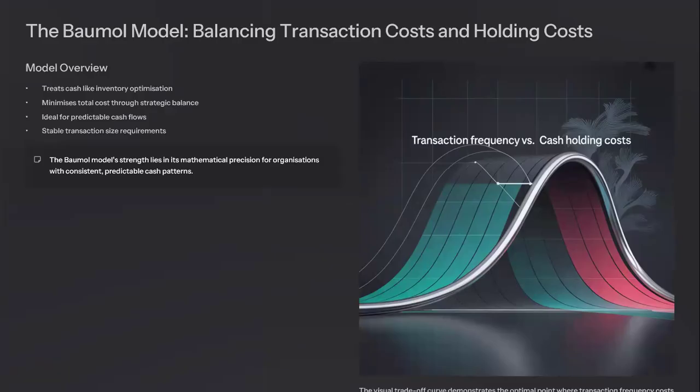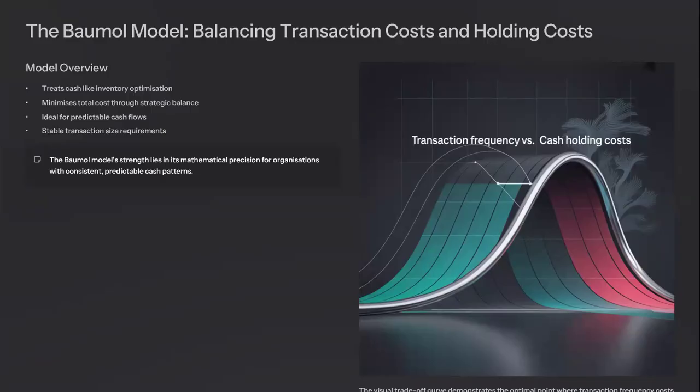The first model is the Baumol model. This model talks about three things. One, transaction cost, holding cost, and balance. As per this model, Baumol says whenever I transact, whenever I buy, whenever I pay creditors, I need to analyze the cash position on three levels.